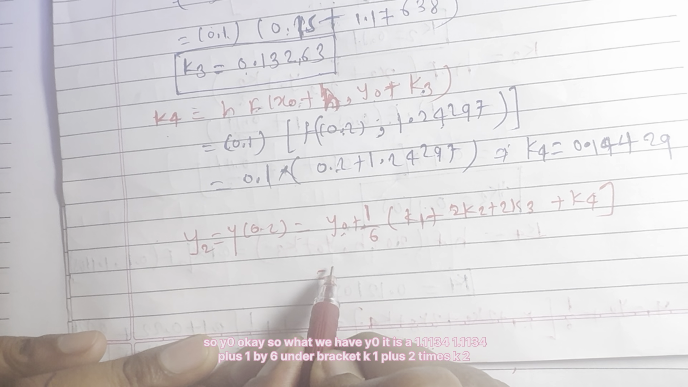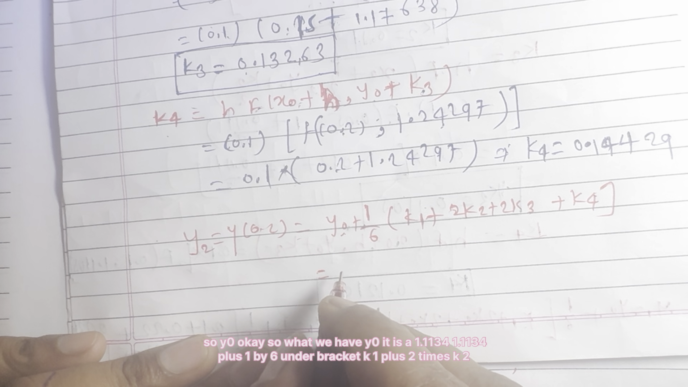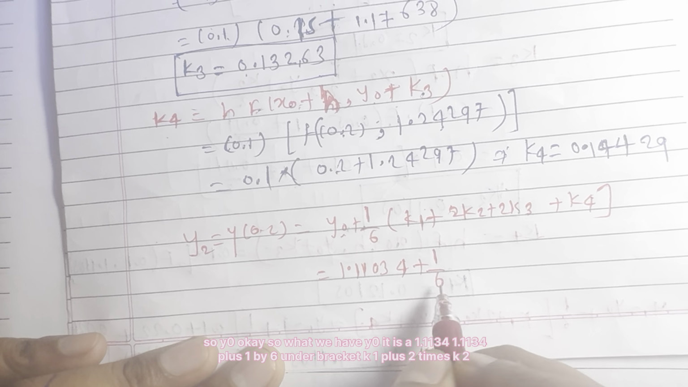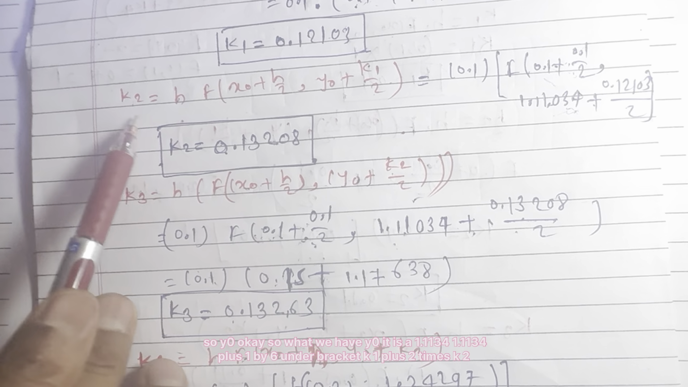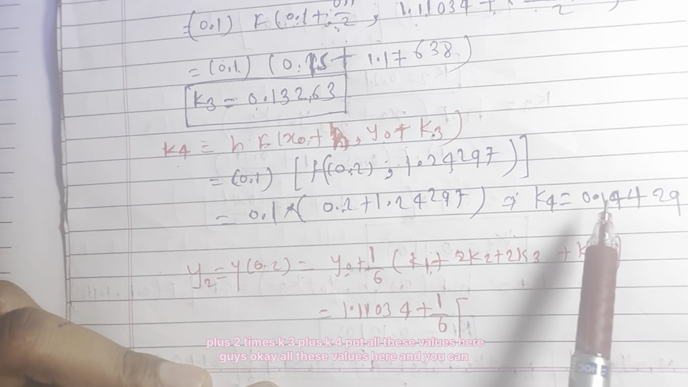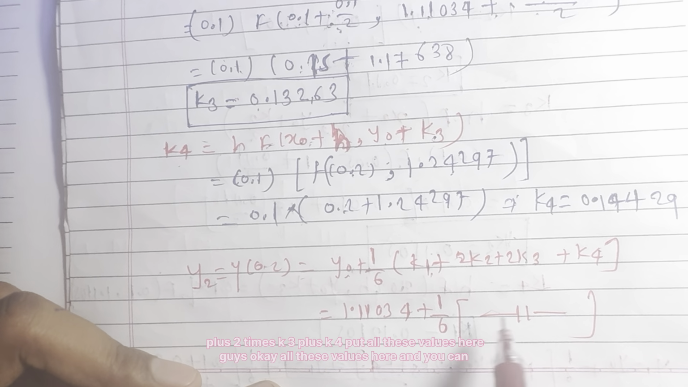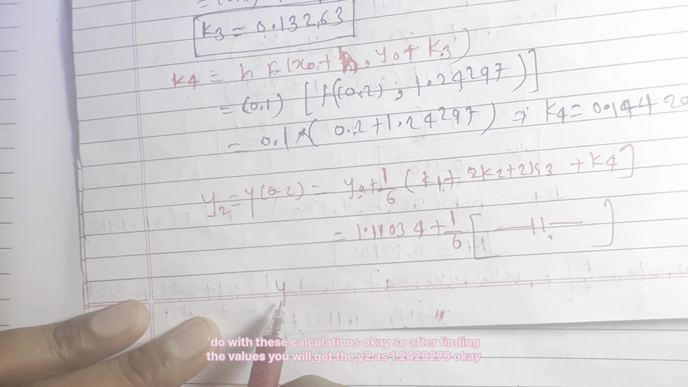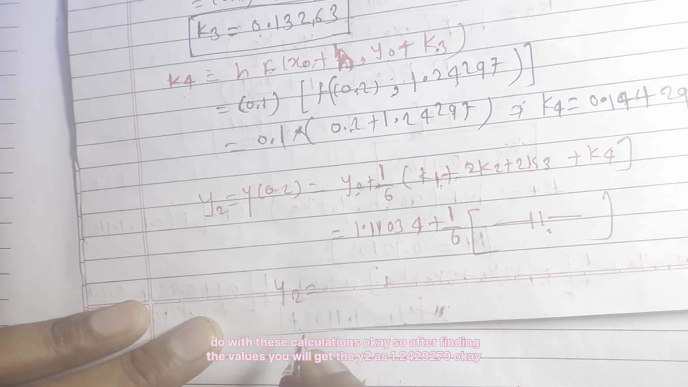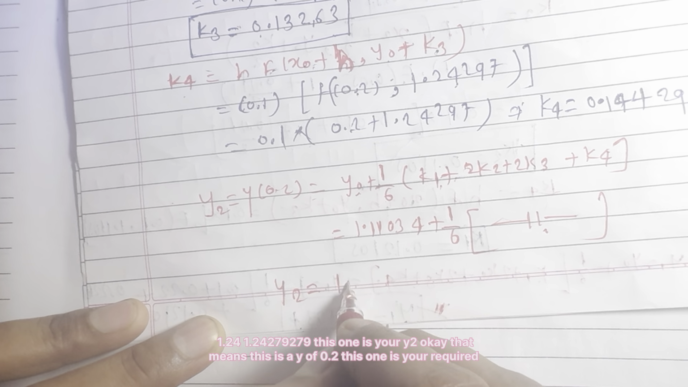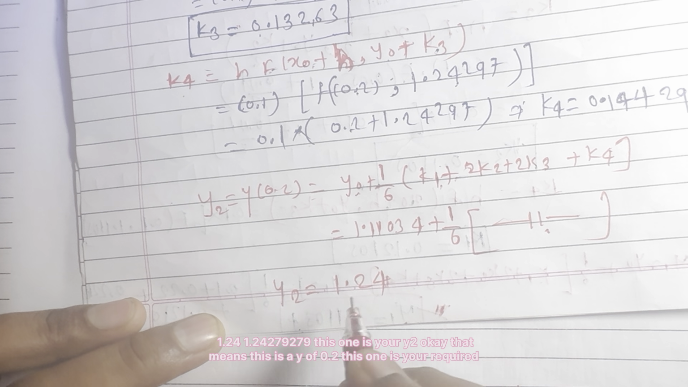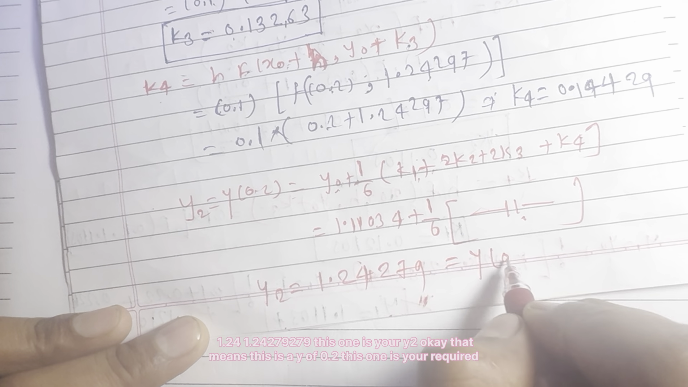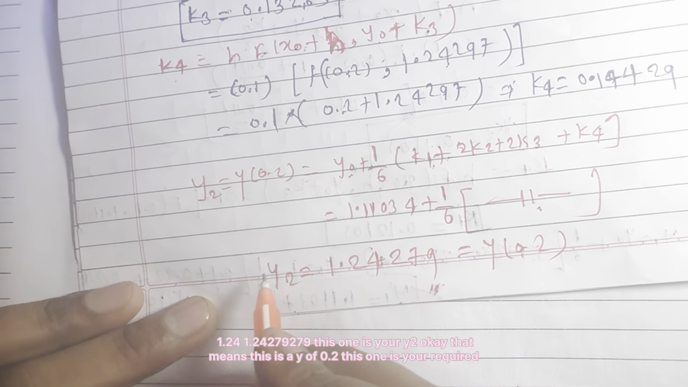So y naught is 1.11034 plus 1 by 6 under bracket k1 plus 2 times k2 plus 2 times k3 plus k4. Put all these values here, guys, and you can do these calculations. After finding the values, you will get y2 as 1.24279. This one is your y2, that means this is y of 0.2. This one is your required answer, guys.